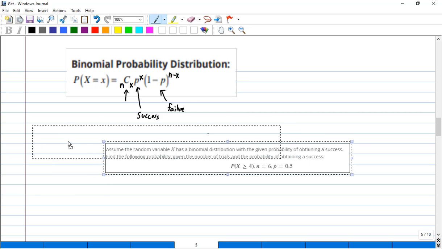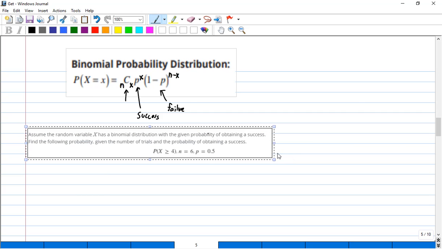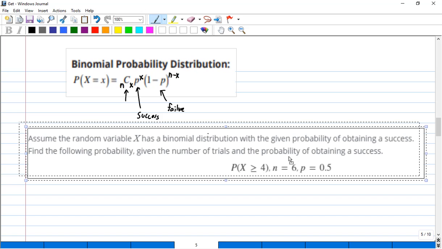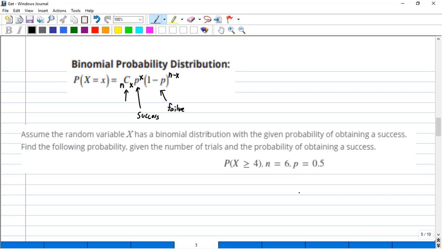So it says, assume the random variable x has a binomial distribution with a given probability of obtaining a success. Find the following probability given the number of trials and the probability of obtaining a success. So here's what we're trying to figure out. The probability that x is greater than or equal to 4, if we know that we have 6 trials, that's the number of trials, and the probability of success is 0.5.